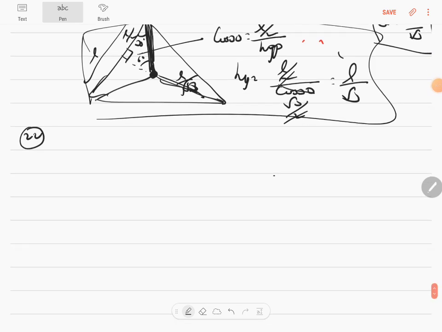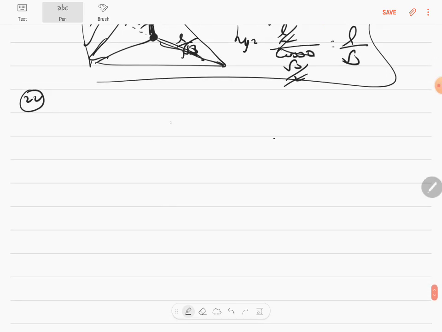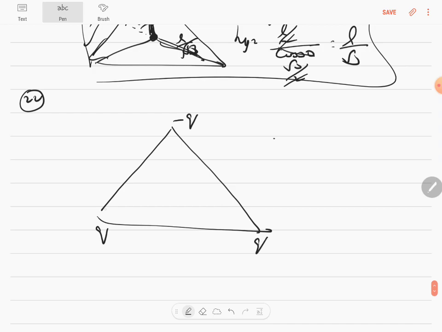Example 22: consider charges Q, Q and minus Q placed at the vertices of an equilateral triangle. So there is a charge which is minus Q, a plus Q and a plus Q placed at the vertices of an equilateral triangle. What is the force on each charge? This plus Q is going to be attracting the minus Q in this direction. This plus Q is going to be attracting the minus Q in this direction.